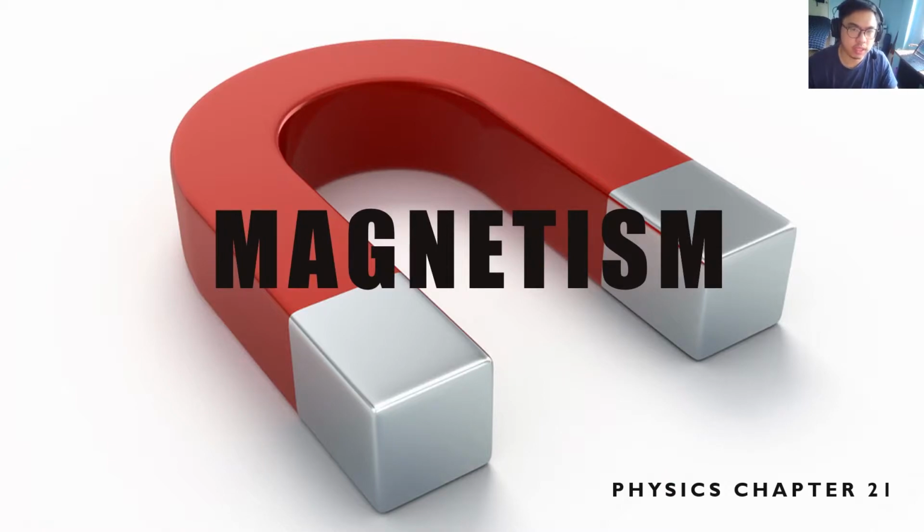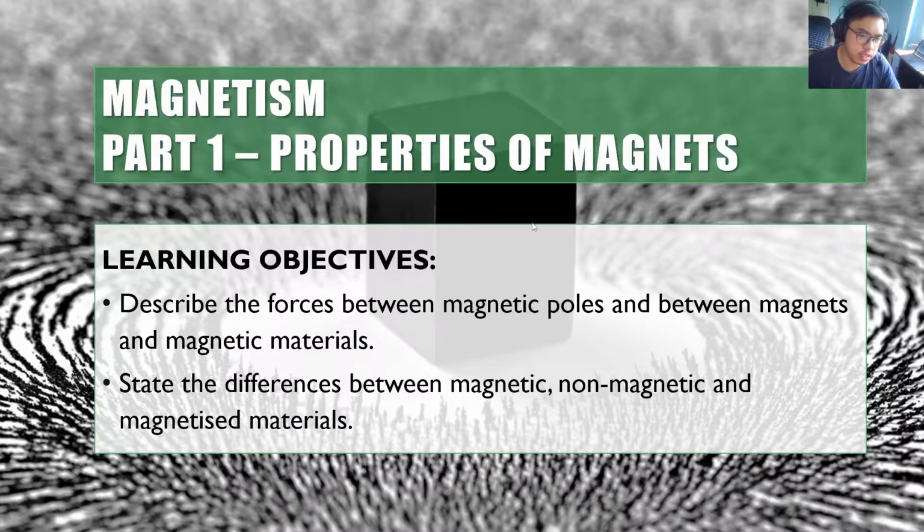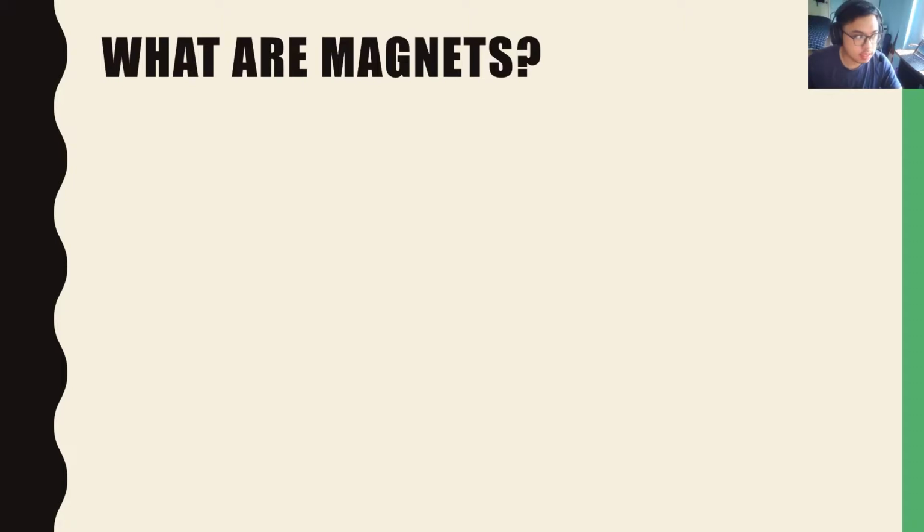What are magnets? What can they do? And what are the uses of magnets in the real world? So, let's start. In this first part, we're going to talk about the properties of magnets, what they are and what they can do. So what are magnets? Here are a few properties of magnets that we know.